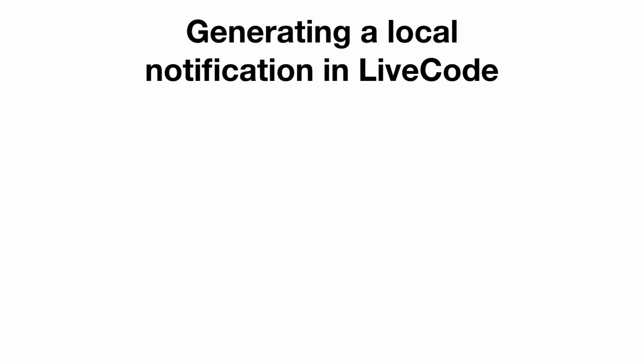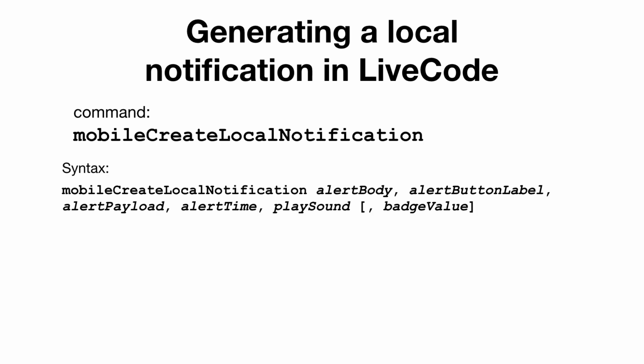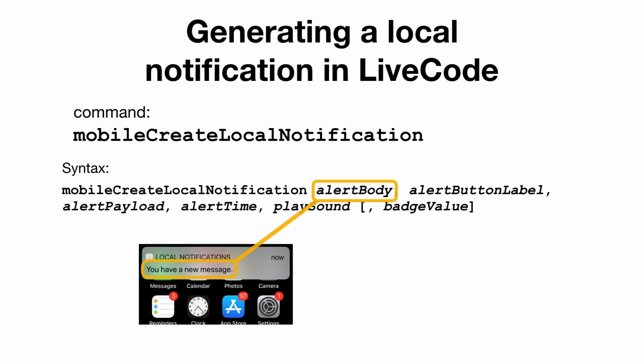I want to talk now about how to generate a local notification in LiveCode. It's pretty simple and straightforward. The main language token that we use is the mobile create local notification command. It's a long command, as you can see, with 6 possible parameters. So here's the basic syntax. Let me just walk through these parameters and tell you what they are. The first is the alert body. The alert body is the text of the notification that pops up on the screen.